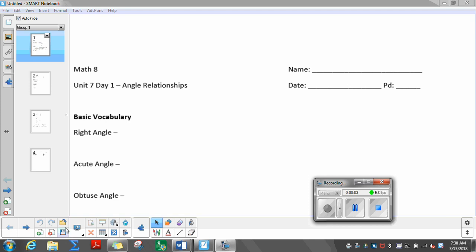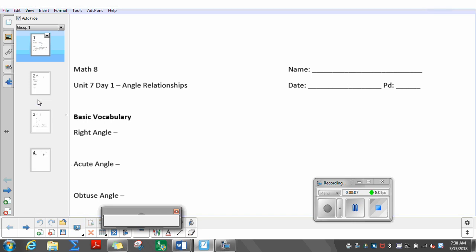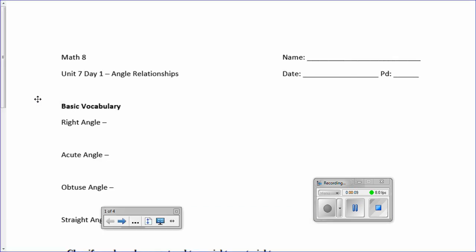Hi everybody, today we're going to start our next unit, which is Unit 7 on angles. It's technically called geometry. It's basically going to be split up into two parts, angles and their relationships, and then we go to transformations, which is all stuff that you've done a little bit of last year.